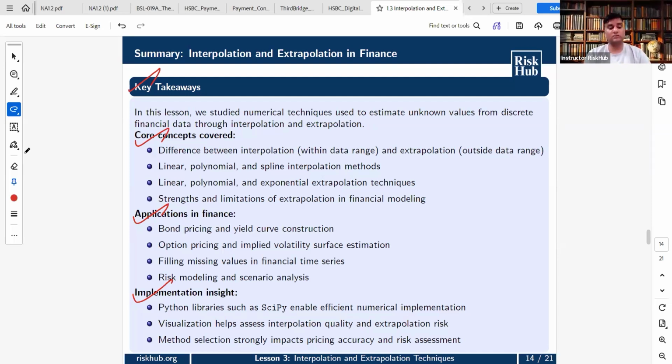The implementation insight is the slide mentioned Python libraries such as SciPy, common tools, NumPy interp, which is simple linear interpolation, SciPy interpolate splines and advanced interpolation, and visualization to check curve shapes and extrapolation risk. In real quant work, visualization of the curve is not optional. The curve may fit numerically but still look economically wrong, which is very, very important. Okay. Then we get into the next part.